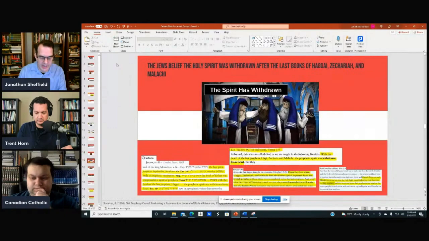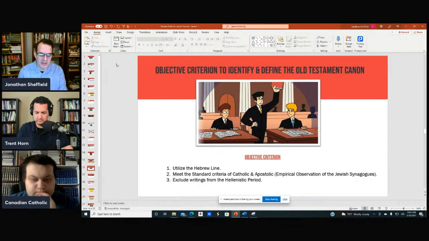This measure is also supported by the finding that the Orthodox Jews would have considered it a blasphemy to alter the canon after the reign of Artaxerxes by virtue of a belief that the Holy Spirit was withdrawn after the last books of Haggai, Zechariah, and Malachi, a belief witnessed through rabbinic literature inside and outside the Talmud, demonstrating widespread belief, not private opinion. Therefore, any new work since the time of Artaxerxes would also be precluded by this criterion. Ultimately, it is upon these objective standards we evaluate the question of canonicity.